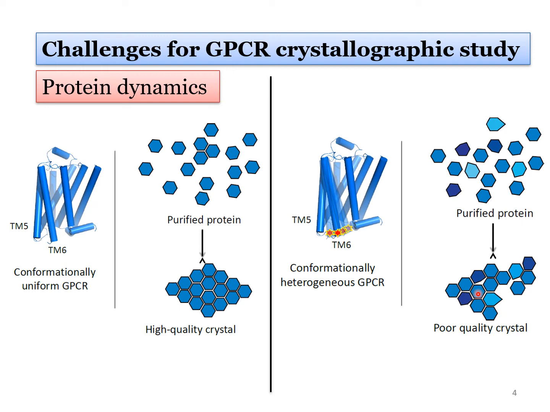Now, this was a major challenge. This ensemble of conformations, or broad spectrum of conformations, was the major challenge to crystallize agonist-bound receptors. In the subsequent part of this lecture, I'll explain how this challenge of conformationally heterogeneous GPCR was overcome.